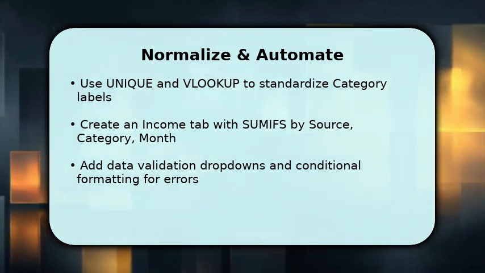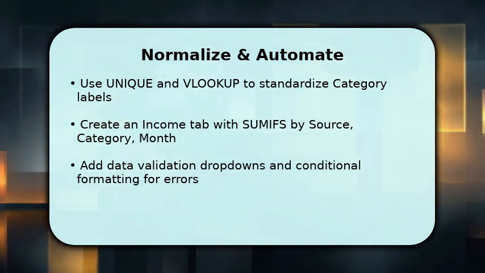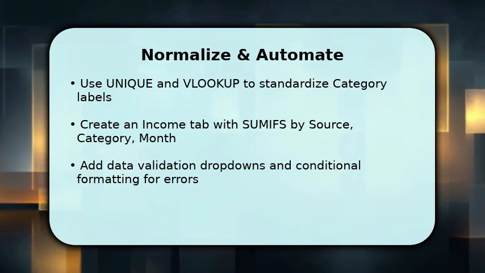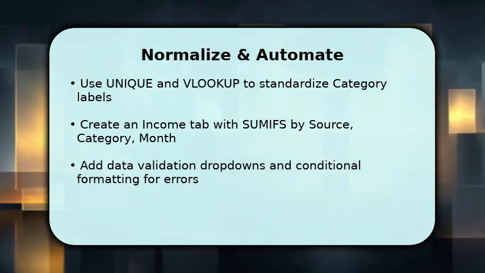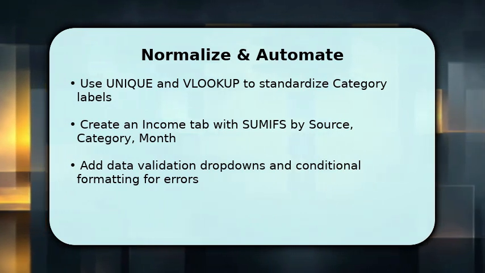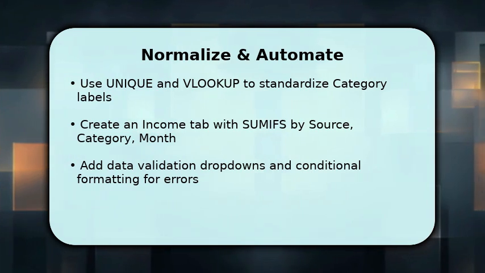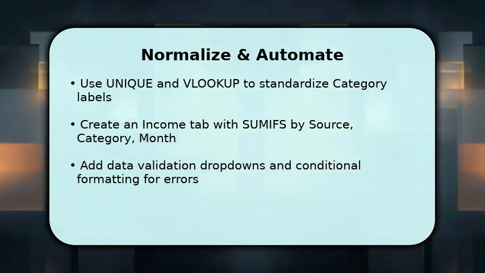makes reporting instantaneous. Once your formulas are in place, add data validation drop-downs for category and taxable, so future rows conform. Also apply conditional formatting to highlight negative amounts or missing dates. This prevents broken totals downstream and saves time when reconciling.